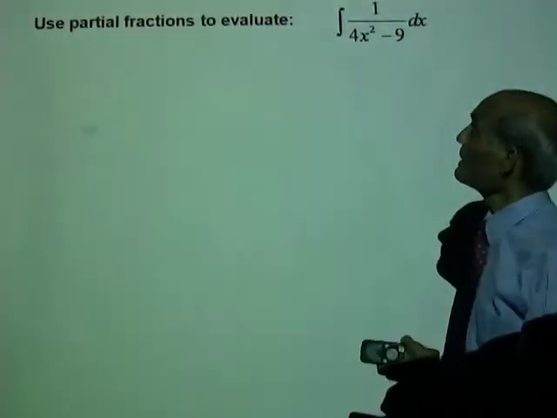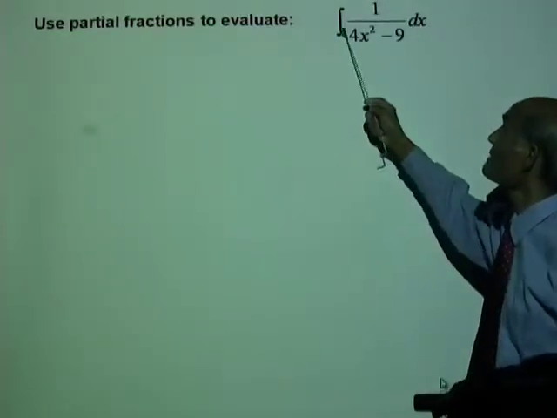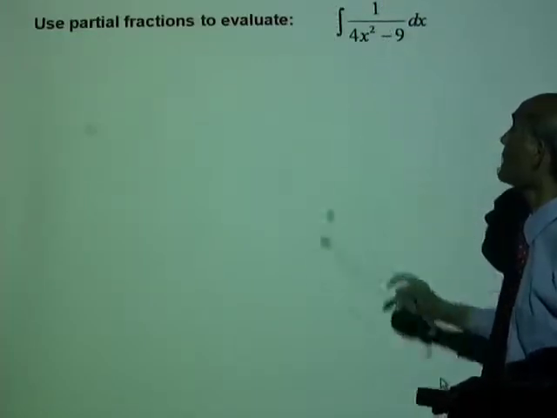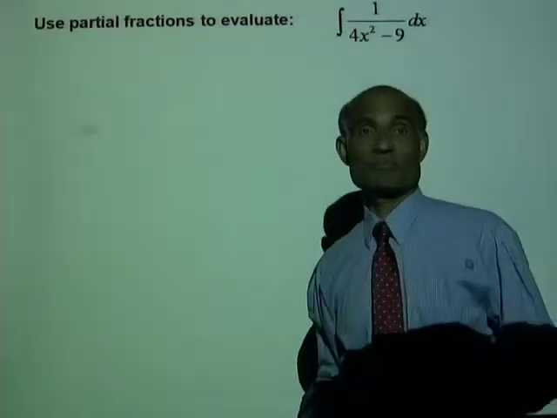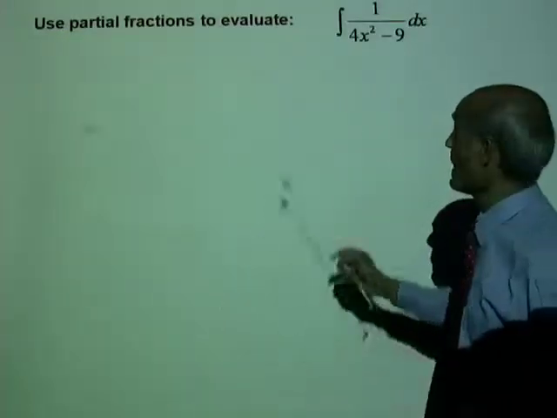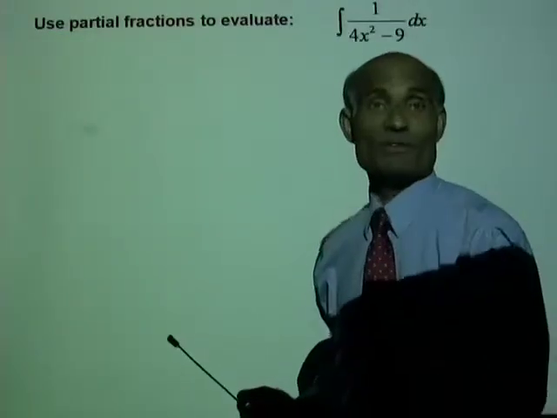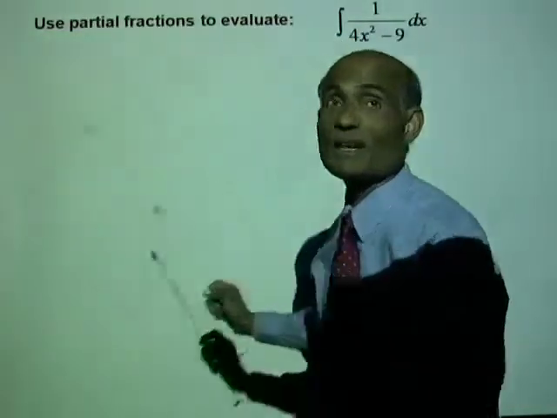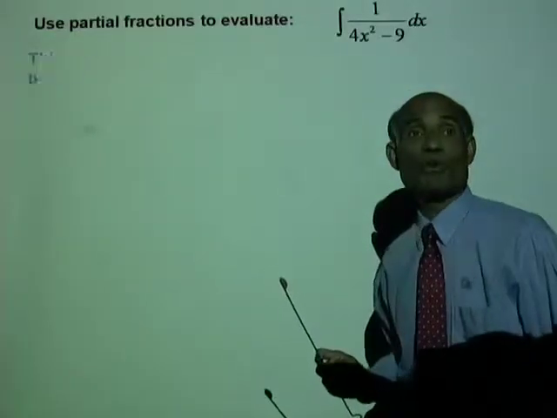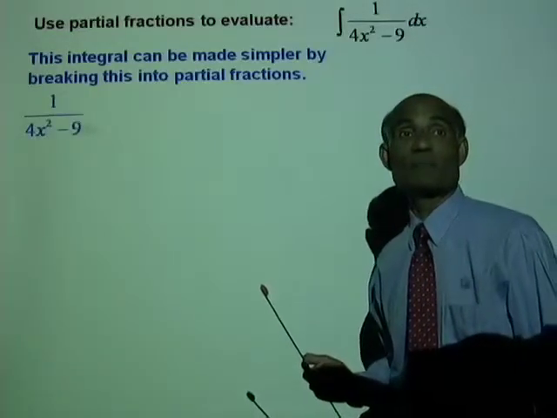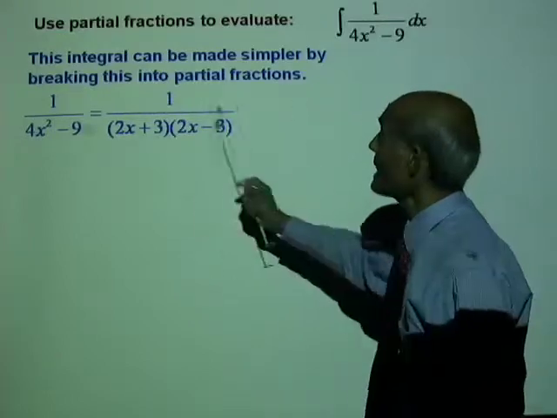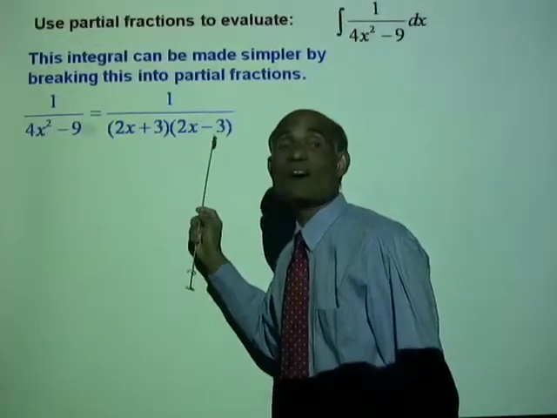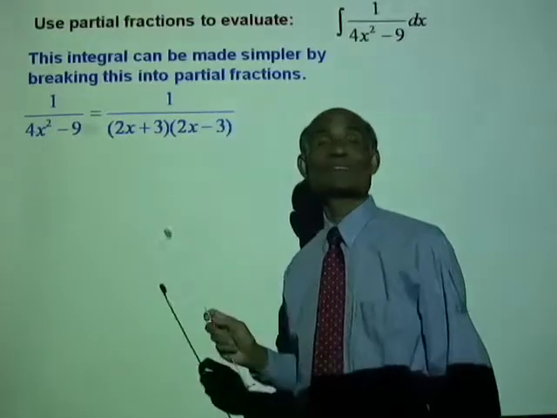Another one. Use partial fractions to evaluate the integral of 1 over 4x squared minus 9 dx. Well, what is the first thing to look for? The first thing to look for is, can you factor the denominator? Can you factor the denominator 4x squared minus 9? Well, you can. 4x squared minus 9 is 2x plus 3 times 2x minus 3.